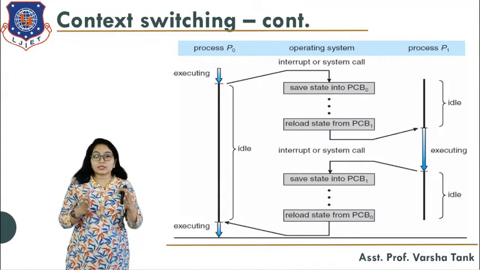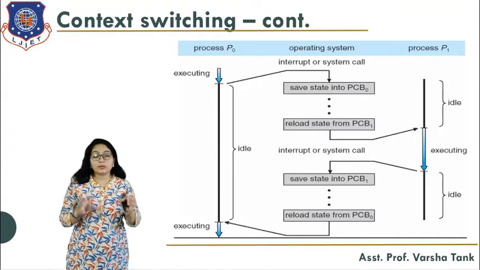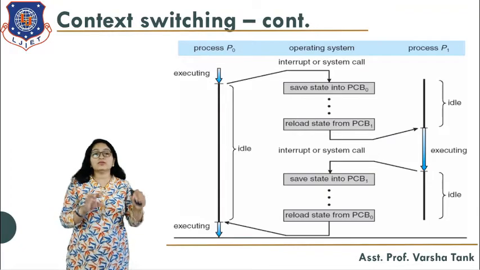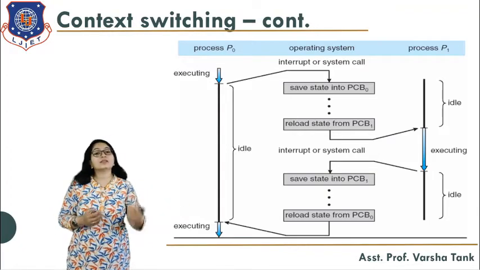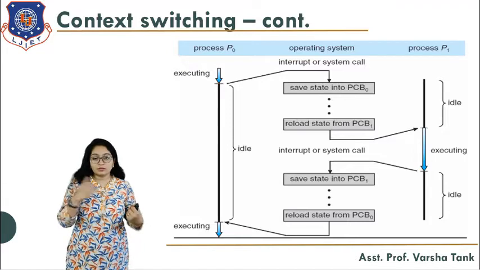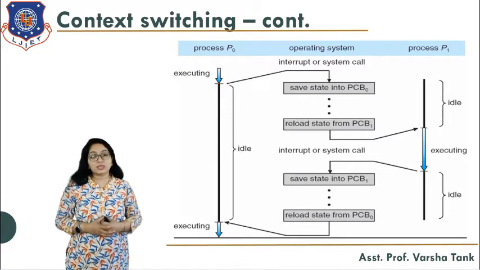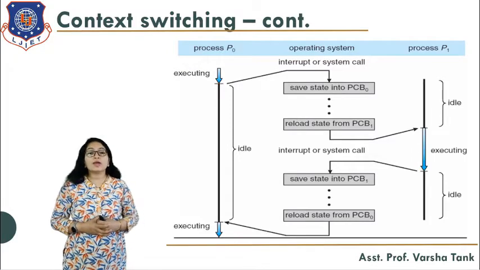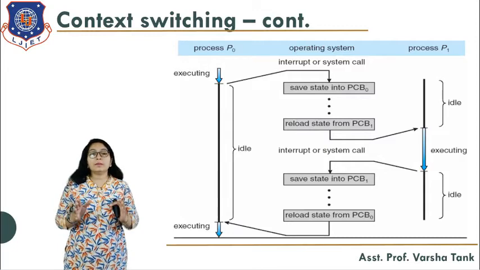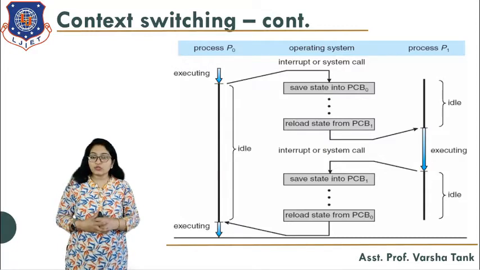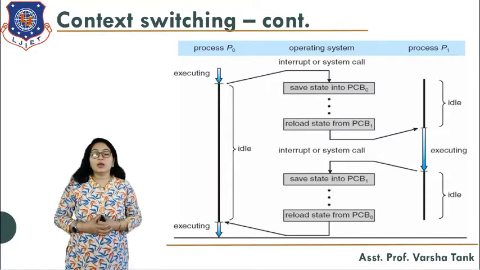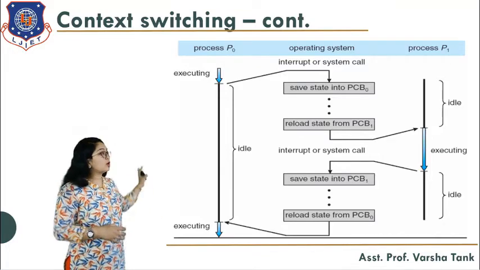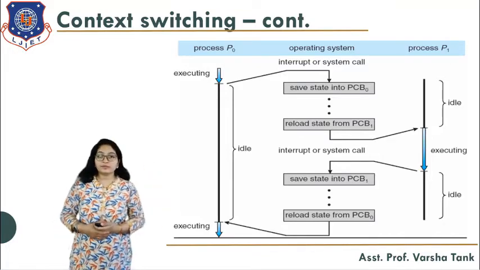So whenever any process comes, the process that is under execution has its state saved, and the state of the newly arrived process is restored for execution. So every time the PCB will be updated, whether a process comes for execution or goes to the blocked state. So this is all about context switching.